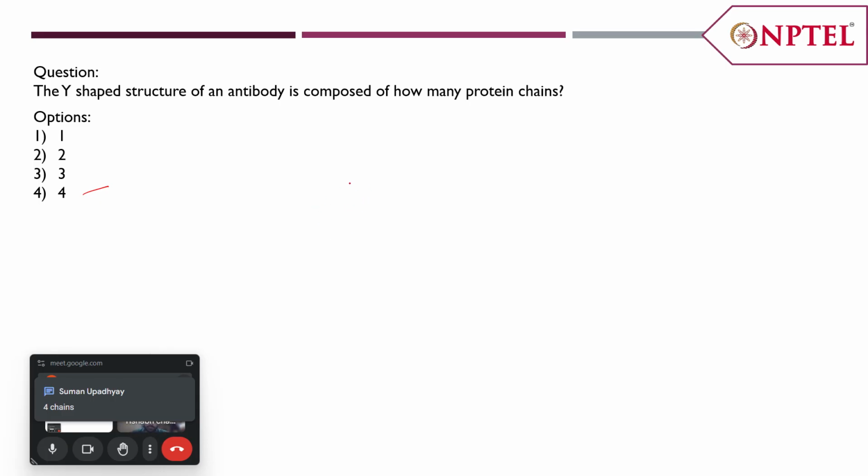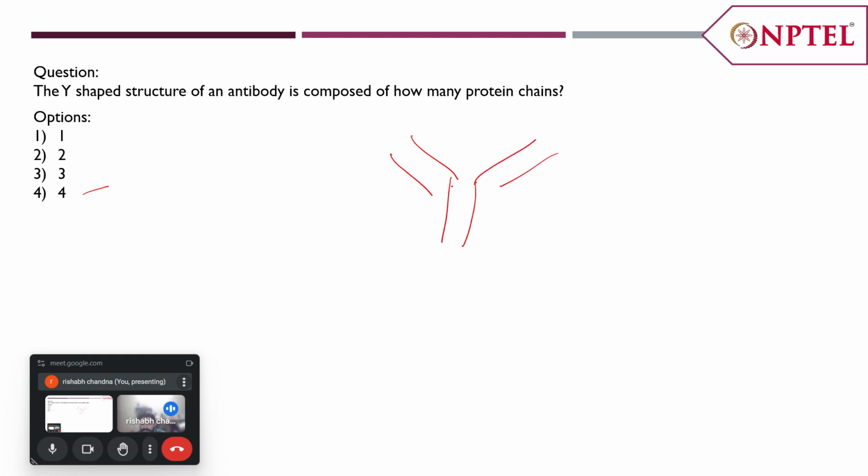Just briefly, we draw an antibody structure like this. This is the light chain, that is light chain number 1, heavy chain number 1, heavy chain number 2, and light chain number 2. So there are two heavy chains and two light chains, so a total of four chains in the antibody.